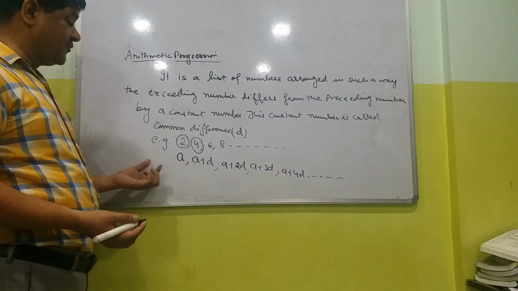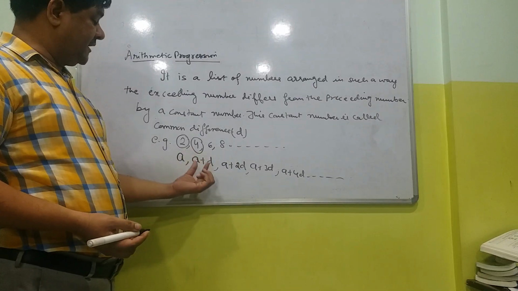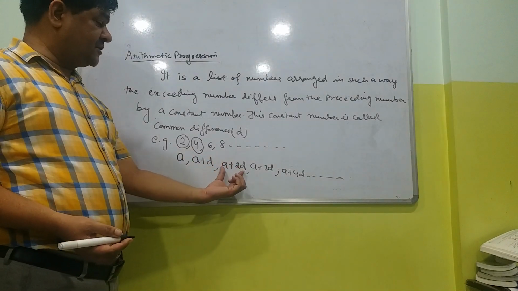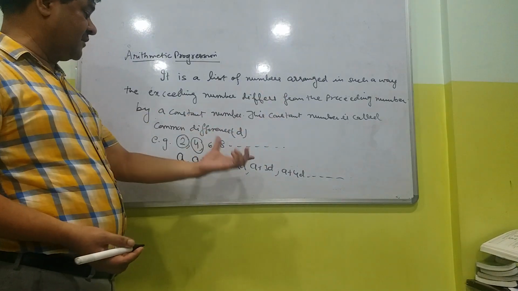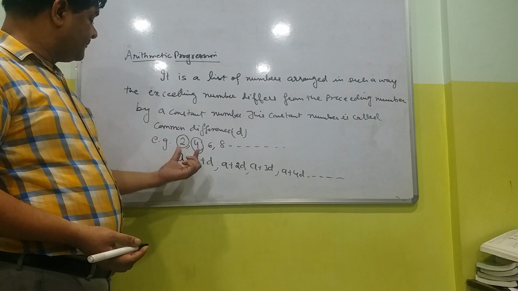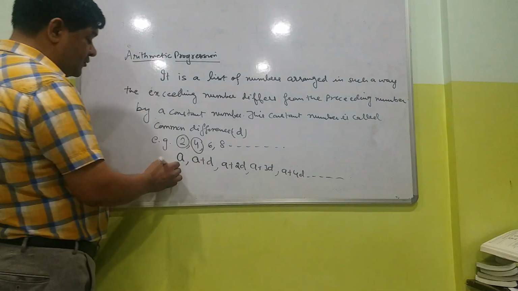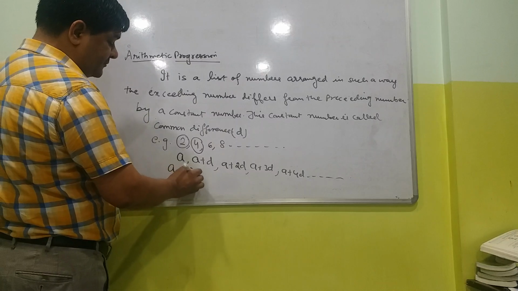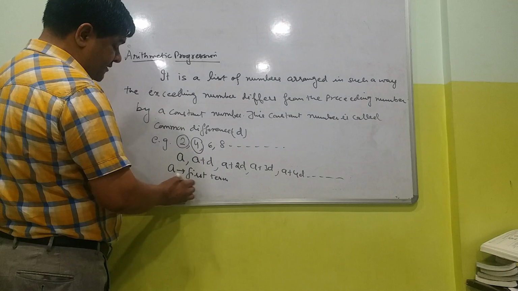So such numbers which are represented in the form of A plus D, A plus 2D, A plus 3D, A plus 4D, such a sequence of numbers is called an arithmetic progression. So here A is the first term and D is the common difference.